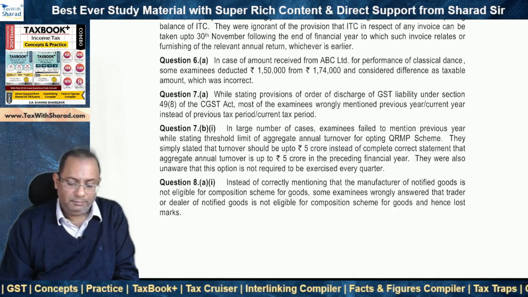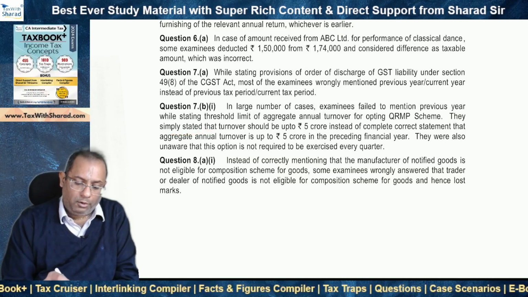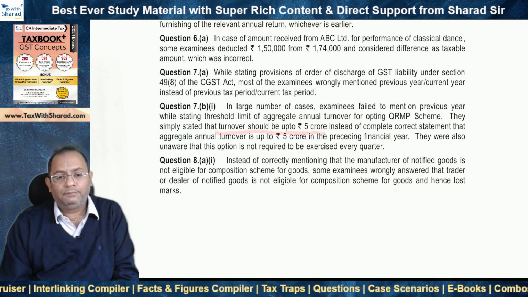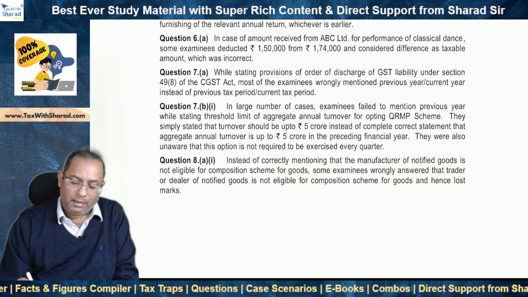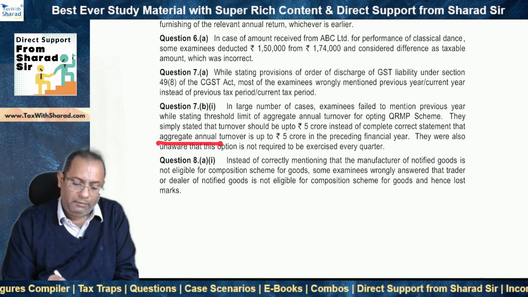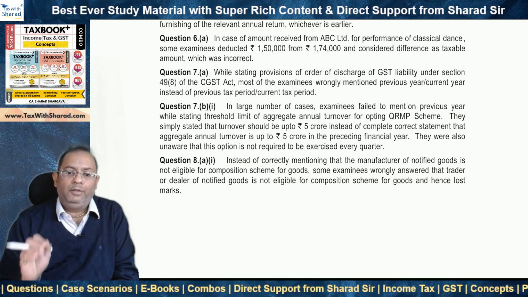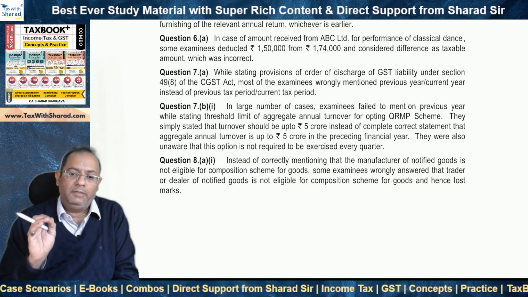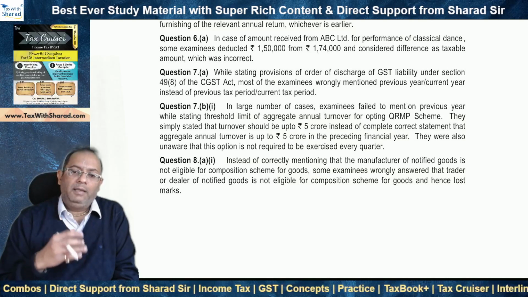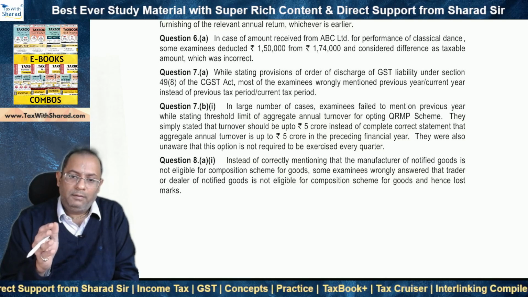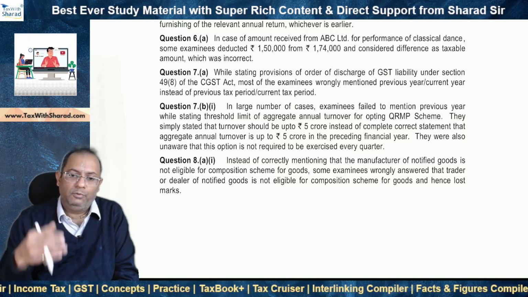But what did students mention? In a large number of cases, students simply stated that turnover should be up to 5 crore. But this is incomplete and this is also misleading and incorrect. The complete correct statement should have been that aggregate annual turnover is up to 5 crore in the preceding financial year. So again, you need to be well versed with the provisions. You cannot simply give an incomplete provision by skipping some of the terms or words and then expect marks to be allotted to you.